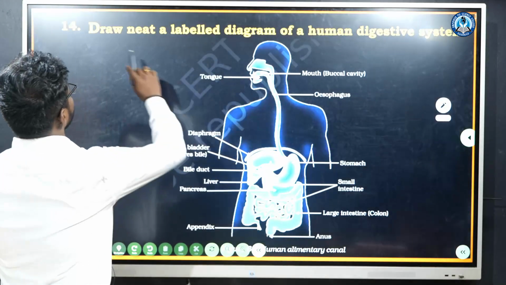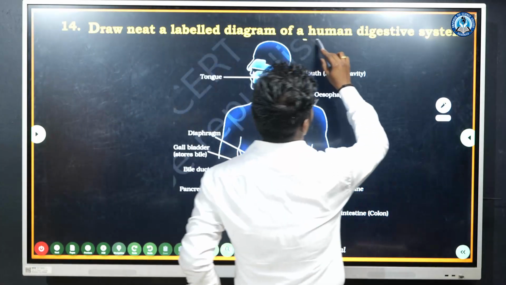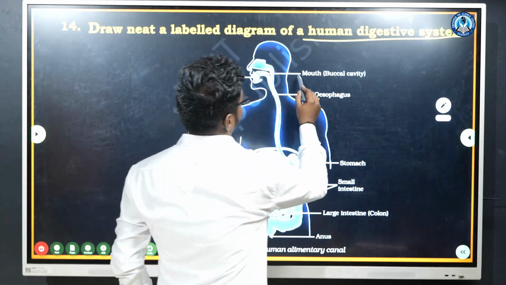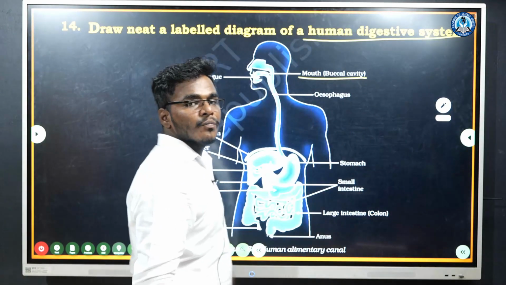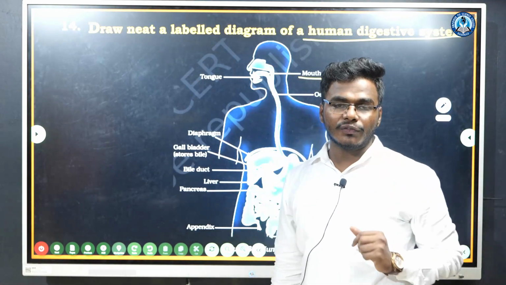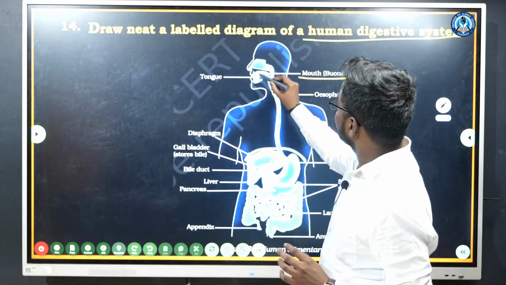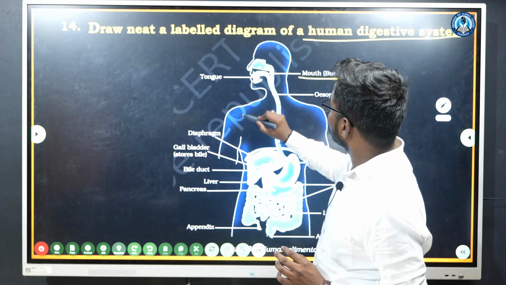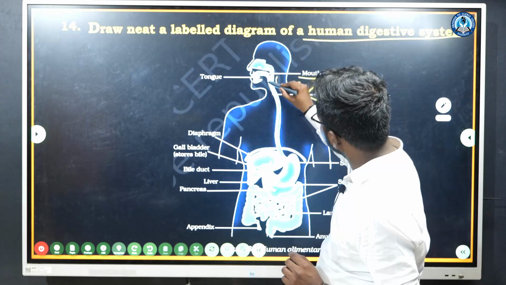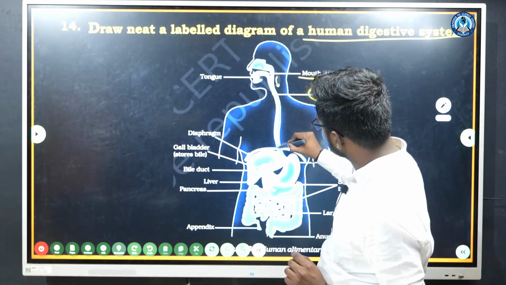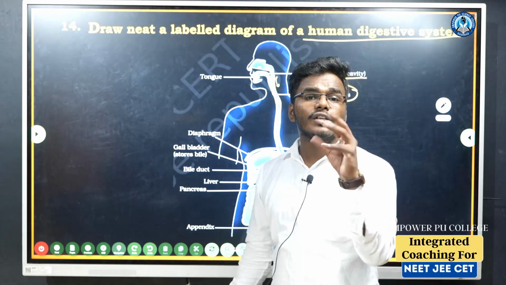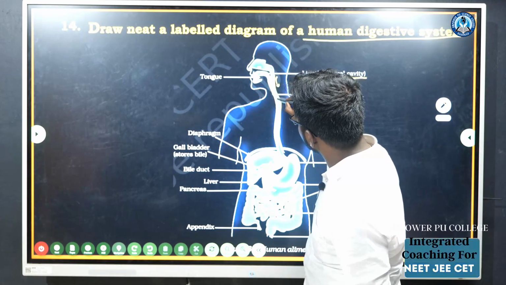So next one is, draw a neat labeled diagram of the human digestive system. Digestion mainly starts with the mouth, that is the buccal cavity. We are going to chew the food. The chewed food is mixed with the saliva, resulting in the formation of the bolus. The food that is chewed here comes to the long tube. Can you see a long tube here? This long tube is nothing but the esophagus, where the food passes.